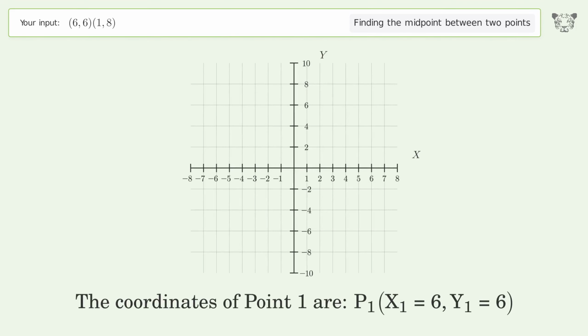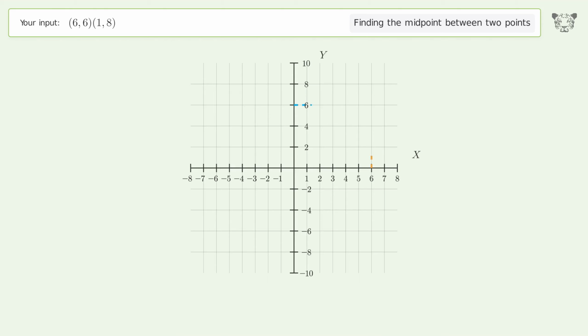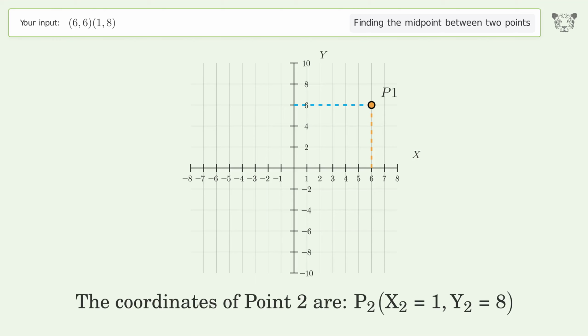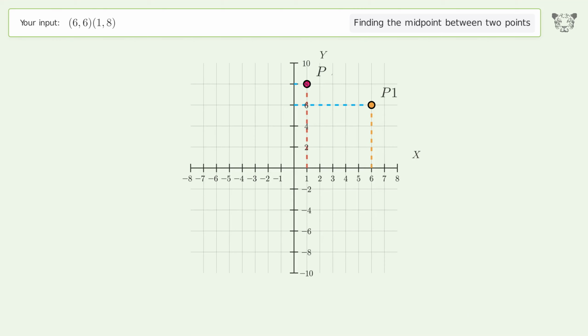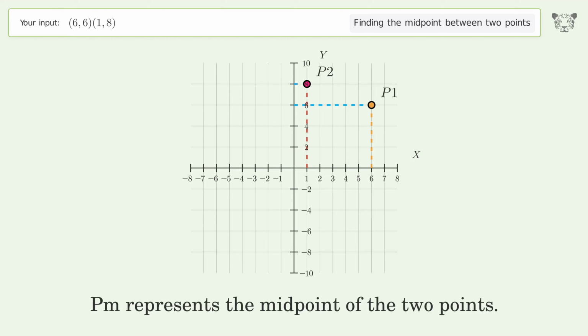The coordinates of point 1 are x1 equals 6, y1 equals 6. The coordinates of point 2 are x2 equals 1, y2 equals 8. PM represents the midpoint of the 2 points.